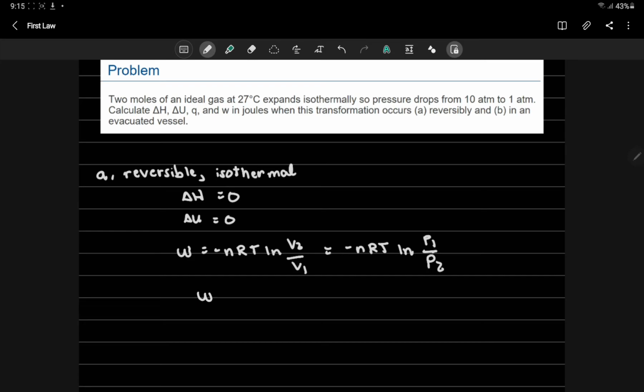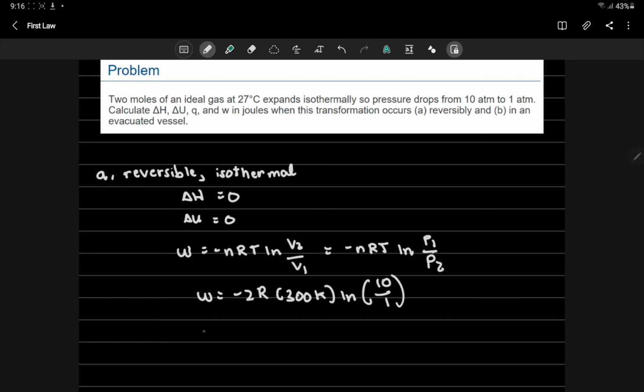So, doing that, W equals negative 2 kasi 2 moles daw times R. And we will use 8.314 joules per Kelvin mole, converting it to kilojoules. The temperature is 300 Kelvin kasi 27 degrees Celsius. And ln of P2 over P1, that's 1 over 10. Tama ba? So, drops from 10 atmosphere. So, that would be 10 rather. 10 over 1. So, 10 kasi yung original or yung P1.